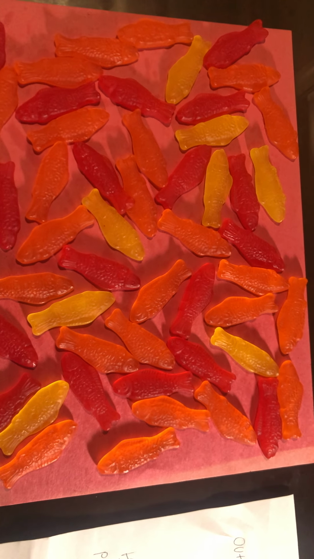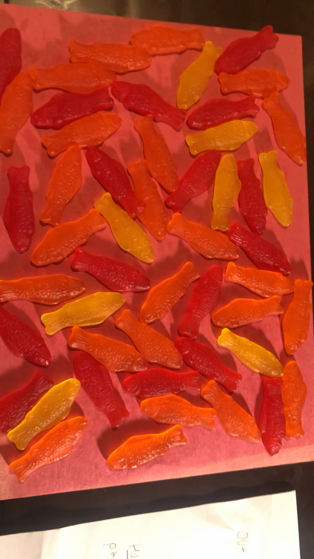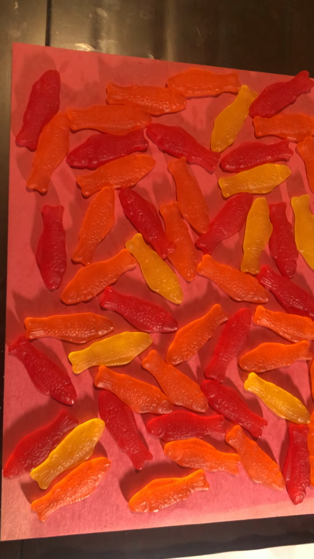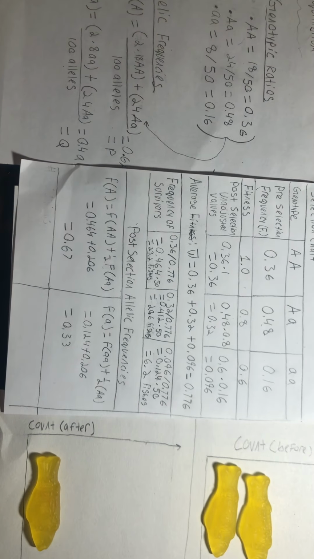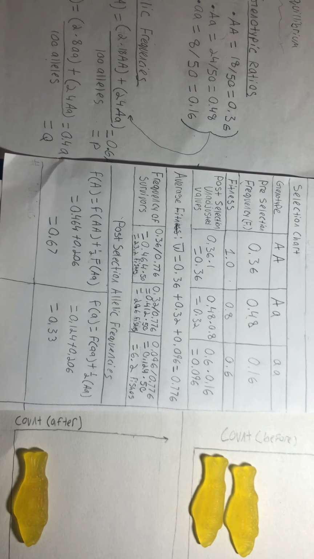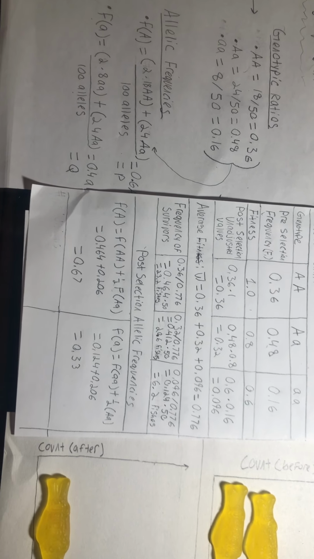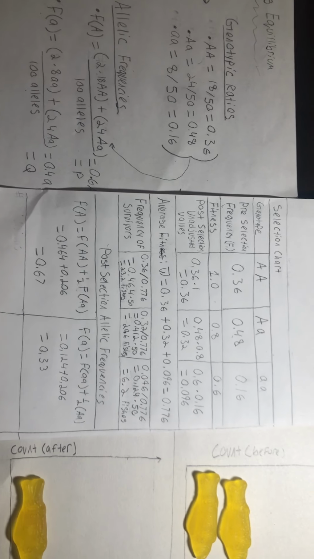This drastic change is the Hardy-Weinberg equilibrium violation of selection, in which different genotypes have different abilities to survive and reproduce. This can be quantified by fitness values. In this situation, since the red fish are unaffected by selection, their fitness values would be 1.0. The orange fish have a fitness value of 0.8, and the yellow fish have the lowest fitness value of 0.6.